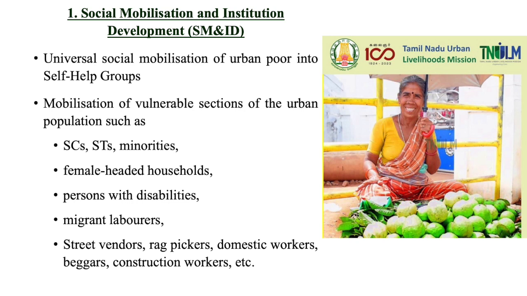And the mission also emphasizes the mobilization of vulnerable sections of the urban population, such as what we've just learned so far, from the scheduled castes, scheduled tribes, minorities, female-headed households, persons with disabilities, destitutes, migrant laborers, and especially vulnerable occupational groups such as street vendors, rag pickers, domestic workers, beggars, construction workers, etc.